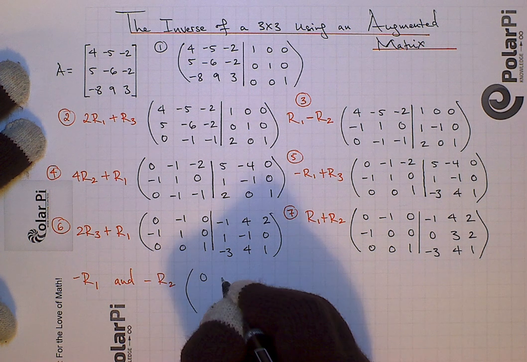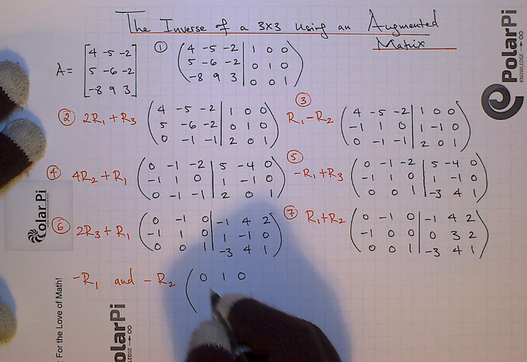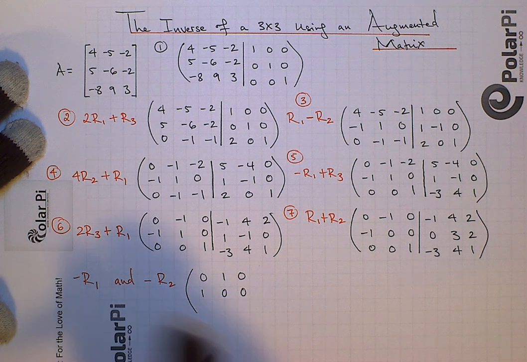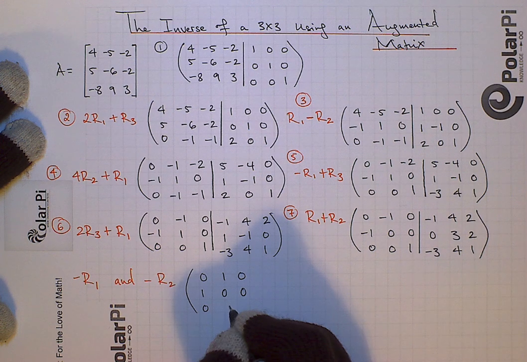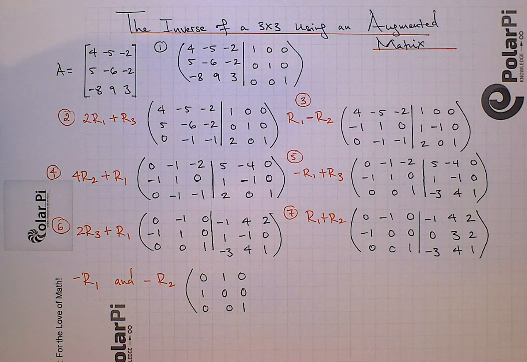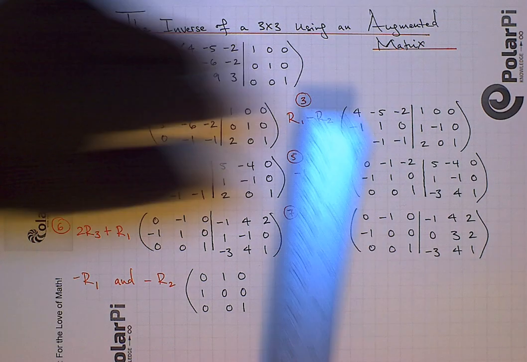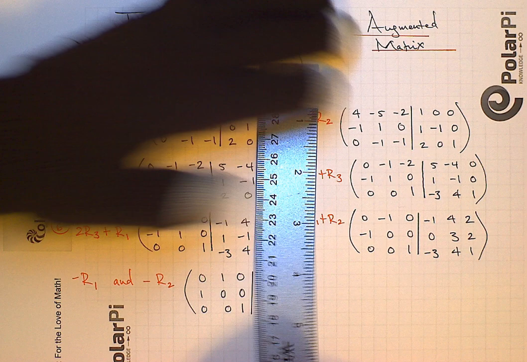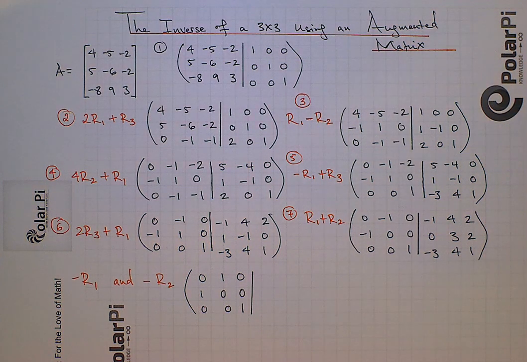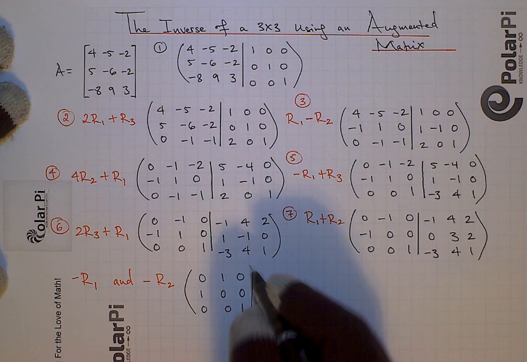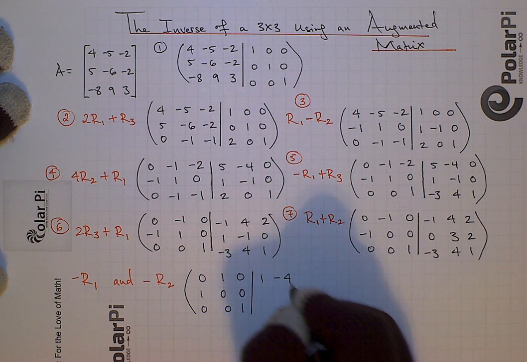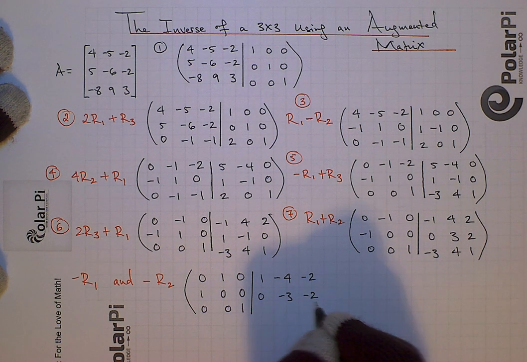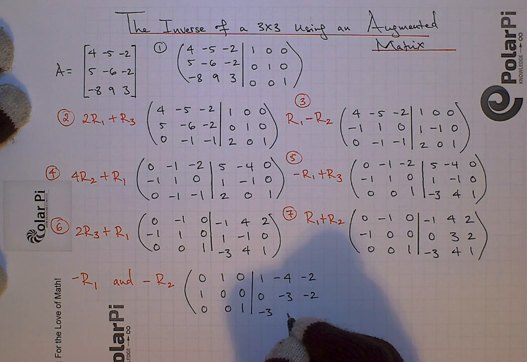So I have 0, 1, 0, and then 1, 0, 0. And again, I could have done this in 2 steps. I just wanted to be more efficient. Mindful of your time and my time, yeah? Okay, so on the right side will be, again, the opposite of the first 2 rows. So 1, negative 4, negative 2, and then 0, negative 3, negative 2, and then negative 3, 4, 1, right?